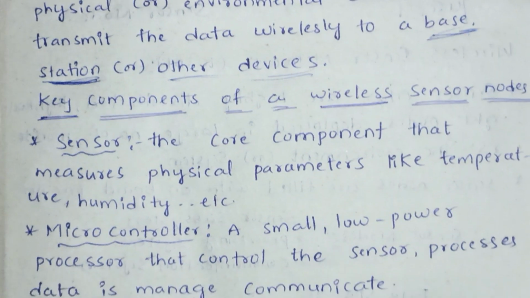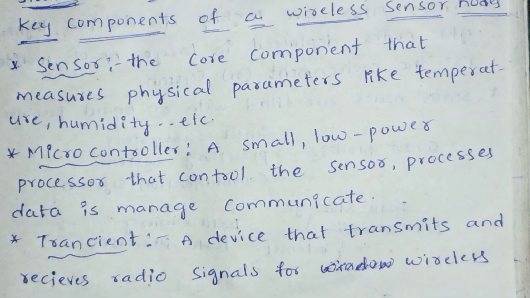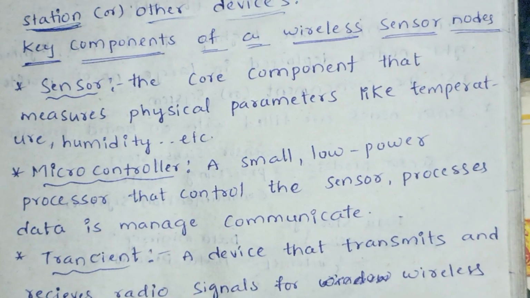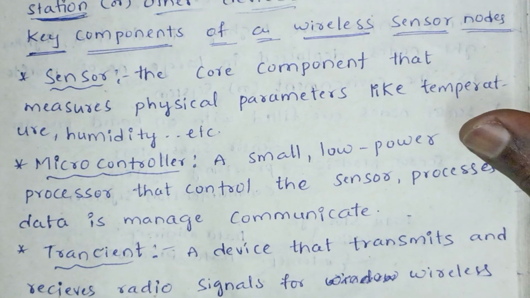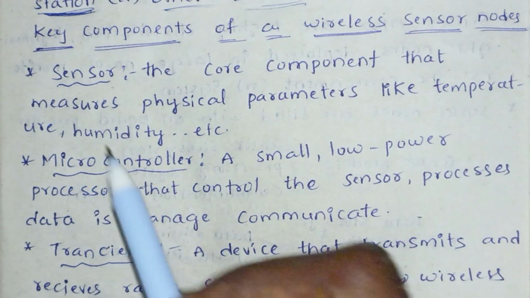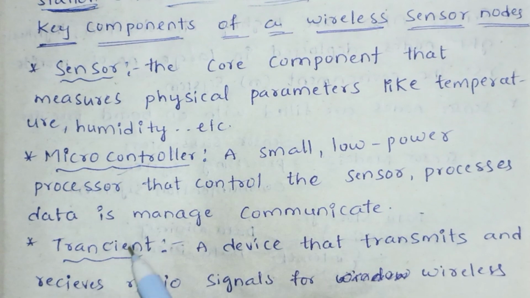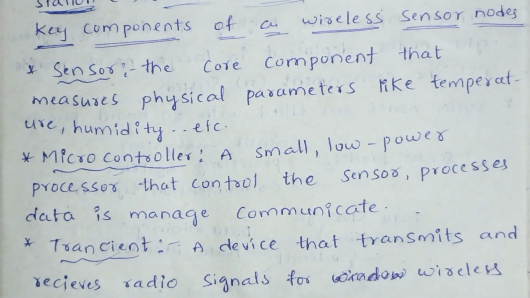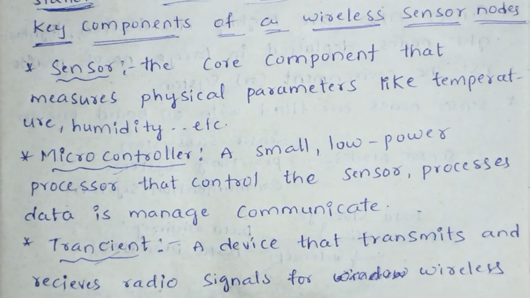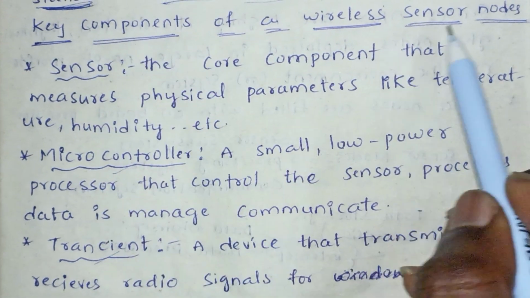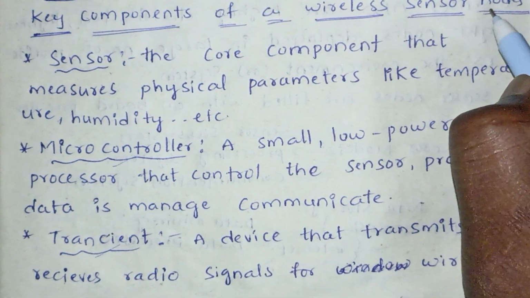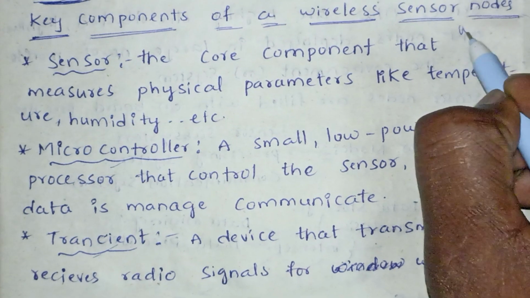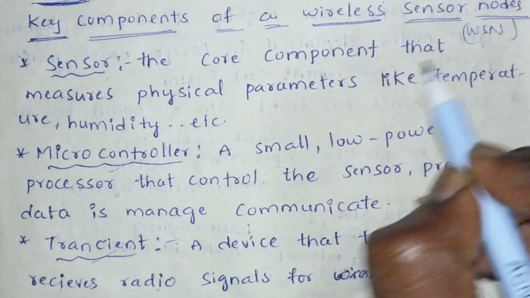Next, key components of a wireless sensor node. What are the components present in wireless sensor networks? Sensor, microcontroller, transceiver, power source, antenna, and memory. These are all the key components of a wireless sensor network. A wireless sensor network or node is in short form called WSN.